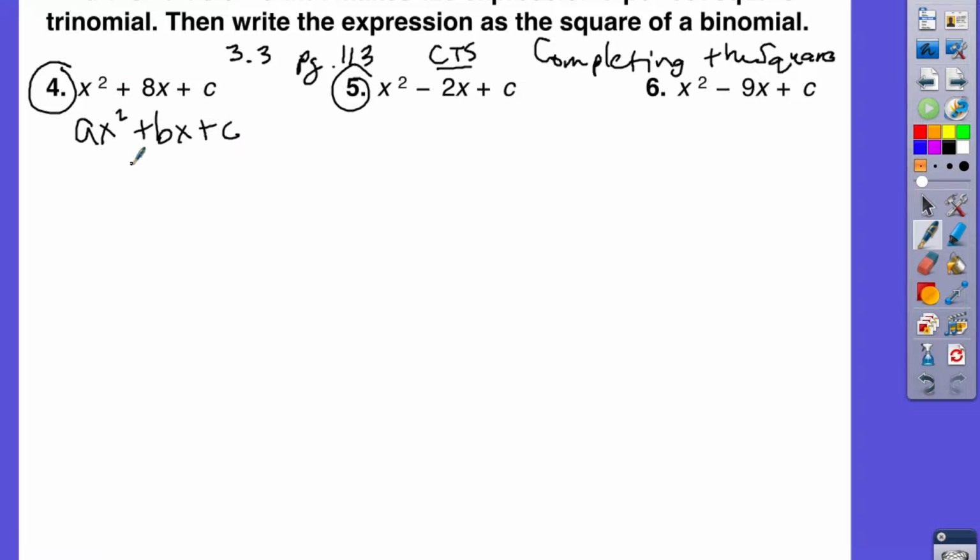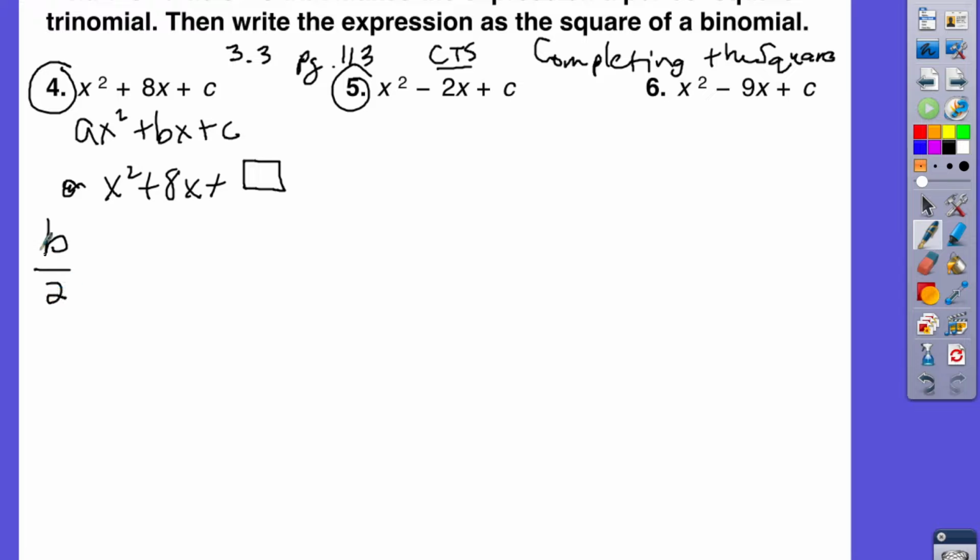So this is in standard form. We know that this is ax squared plus bx plus c, and the way that I like to write it, let's try it here, x squared plus 8x plus, instead of c, I'm just going to put a box here, and I call that the magic number. Okay, so here's the formula. Make sure you write it down.